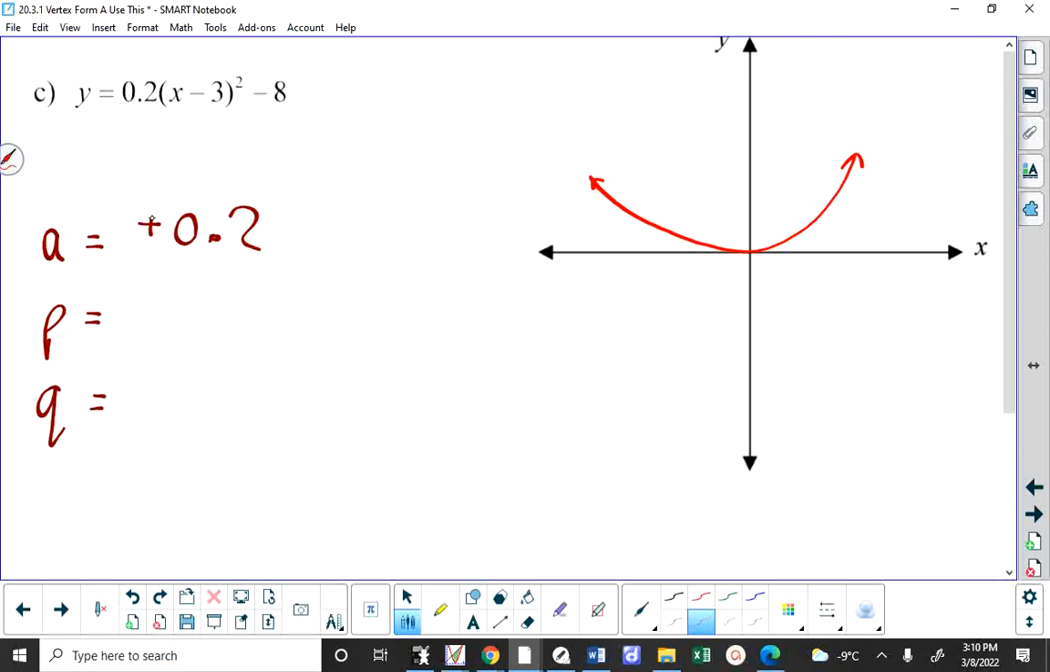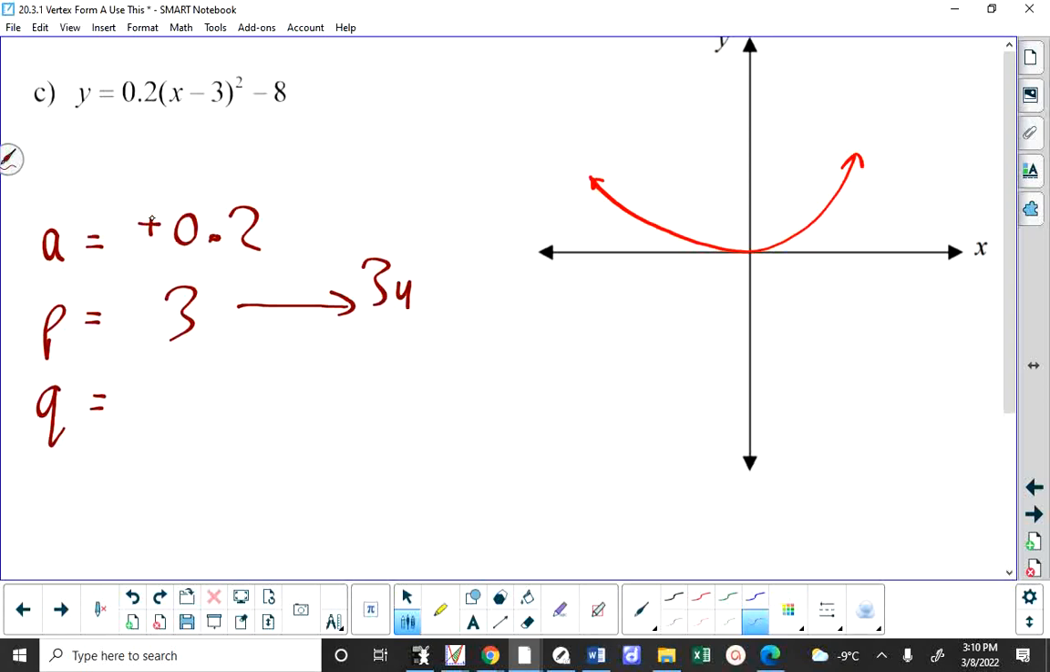Leighton, what is the value of P? 3. And what effect will P being equal to 3 have on y equals x squared? 3 units to the right, good. So I'm not writing down the effect of A. I've included the effect of A by showing the flat graph. But I am writing down that it goes 3 units to the right.